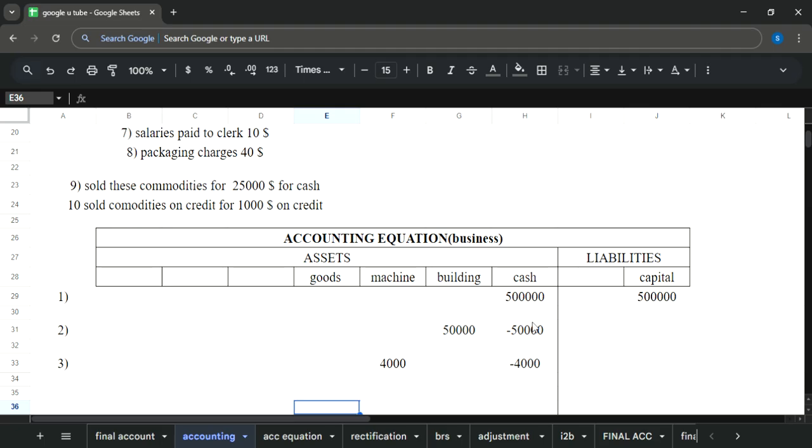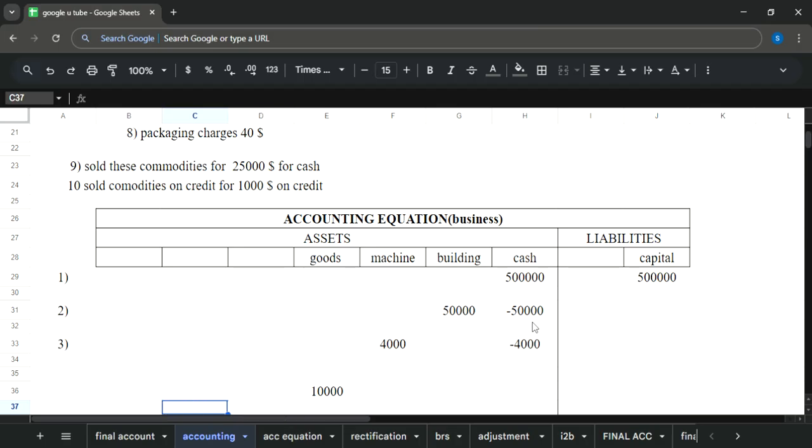Here goods worth $10,000 are coming in. Okay, we need to choose the right line. So what we are saying, goods worth $10,000 we have bought. Again what will happen? Cash will go out, $10,000. Again this transaction is also completed.